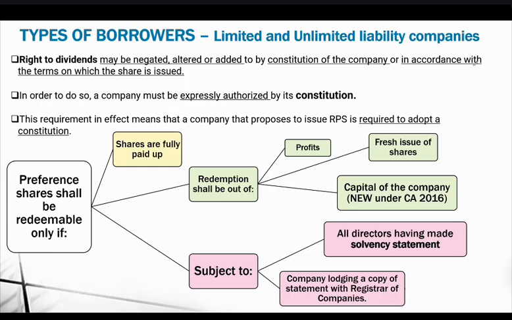So preference shares are only redeemable, that means I get my money back, if shares are fully paid up, and redemption is out of profits, fresh issue of shares, and new company capital. It's subject to all the directors making a solvency statement, and the company lodging a copy of the statement with the ROC.